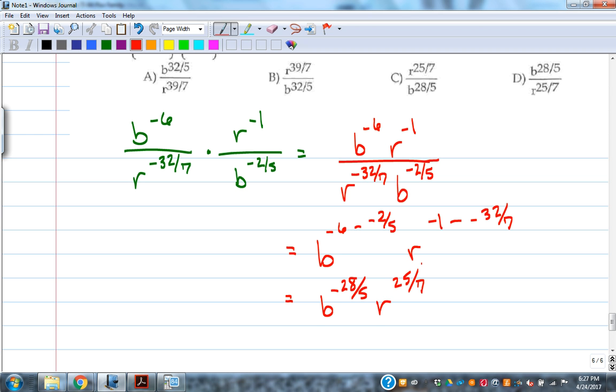Which one needs to move? B. So it's r to the 25 over 7, b to the 28 over 5, which would be C. The order of operations, exponents, multiplication, division, and then addition, subtraction. It works with the exponents as well. Next.